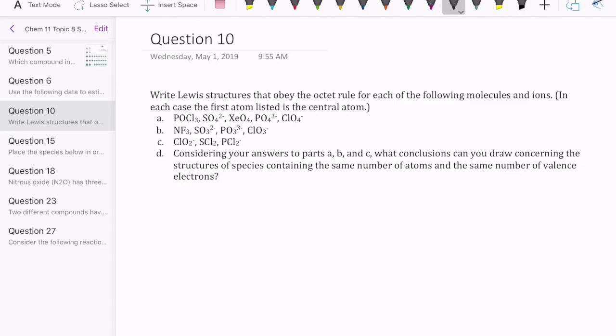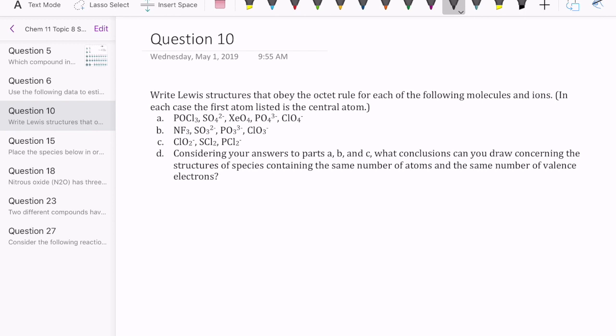Hi everyone, let's work on question 10 in topic set 8. This is a question about Lewis structures, so it's just asking to draw a bunch of different Lewis structures that happen to obey the octet rule. In this case, none of these will violate the octet rule. And once we draw all of these, you're supposed to think about what conclusions you can draw.